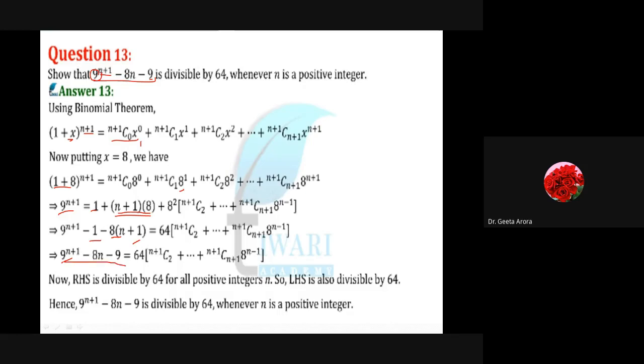If you move it here, you can see we have taken 8 square common. So when we have taken 8 square as common, whatever the terms are there, they are lying over here. And what we can see is that this expression can be written as 64 into some value. Whatever the value is, we are not focusing upon, because we have just to show that this whole expression is divisible by 64. So mark it as important.